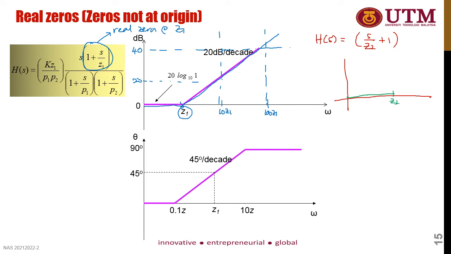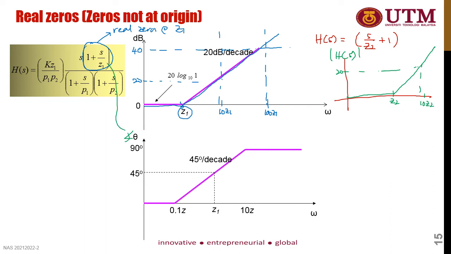So this is the magnitude of H(s), and it will be a positive 20 dB per decade slope from Z2 onwards. So here is 10 Z2 and so on. So the increment is 20 dB per decade. Next, the phase plot of Z1.